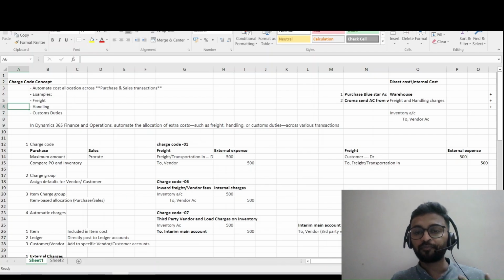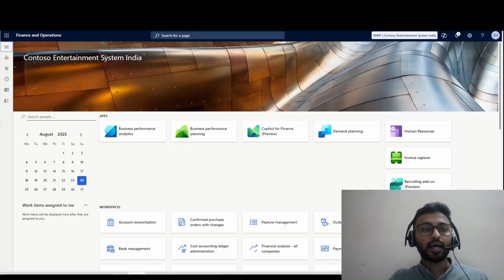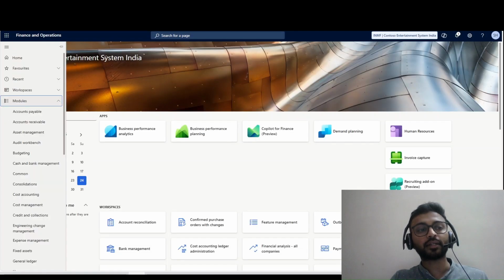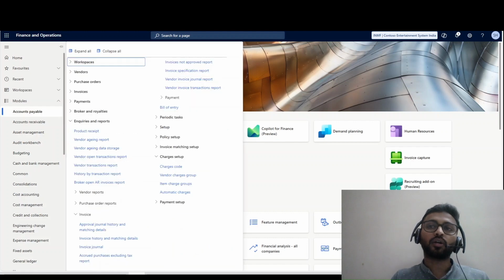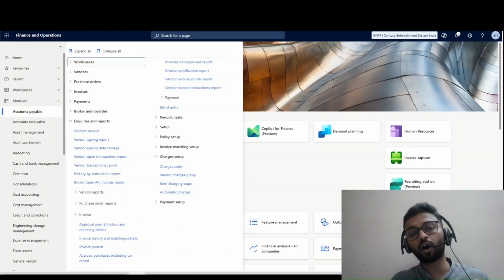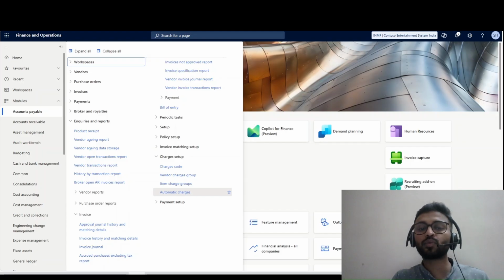Now we'll deep dive into the system, to see how we can set up the charges and what the setup of the charges is. We can do the setup of the charges from the procurement and sourcing module and the accounts payable module. Both are the same. We have four types: this is charge code, this is vendor charge group, this is item charge group, and this is for automatic charges. We'll cover them in the next episode.